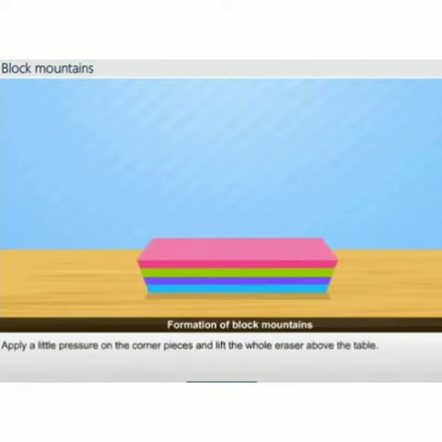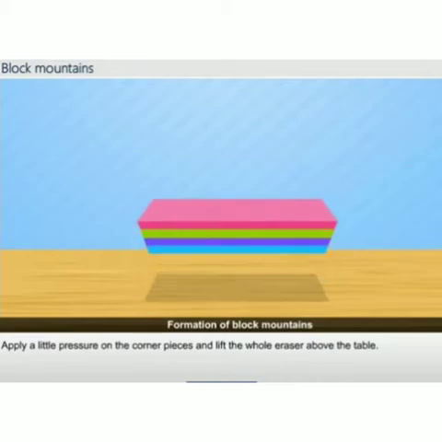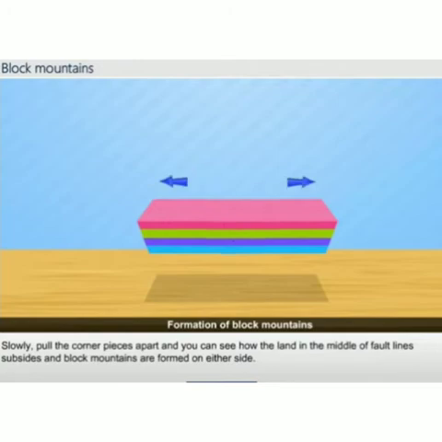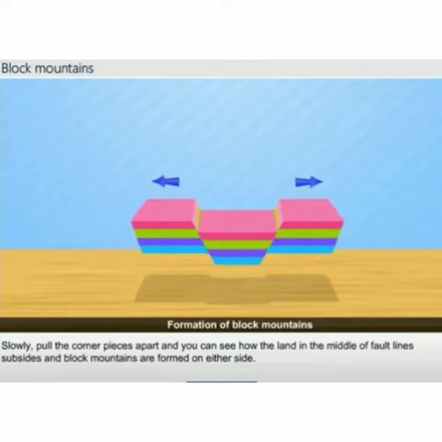Apply a little pressure on the corner pieces and lift the whole eraser above the table. Slowly put the corner pieces apart and you can see how the land in the middle of the fault lines subsides and block mountains are formed on either side.